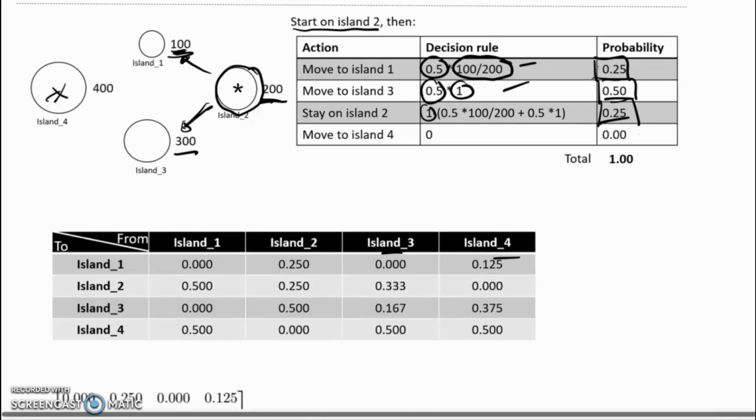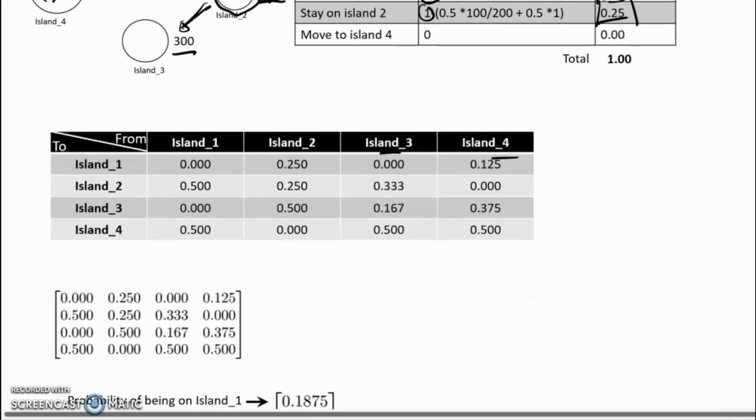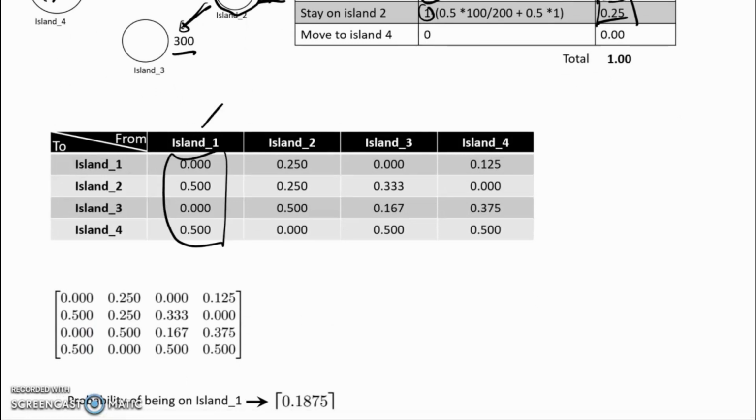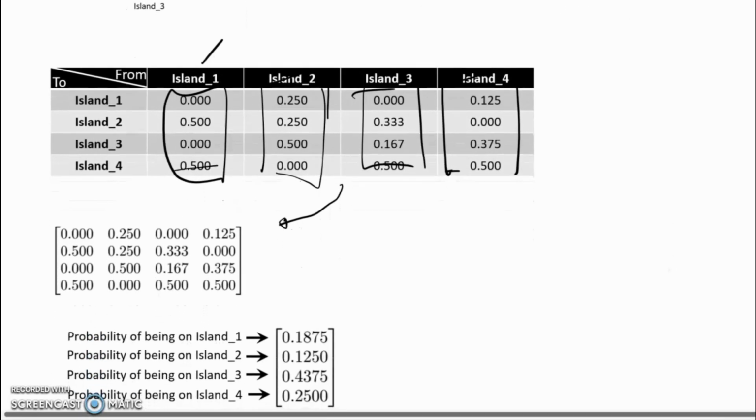And so we can do that for the other islands, and what we come up with is a table that looks like this. So starting on island 1, there's the values that we saw. Starting on island number 2, there's the values, and we can do it for the other islands. And then we can convert that into a matrix. So just taking these numbers here, I made them into a matrix.